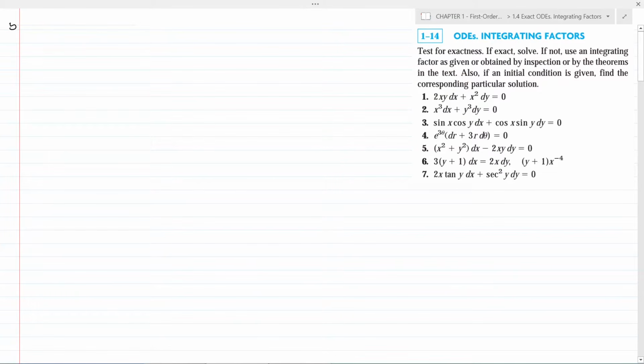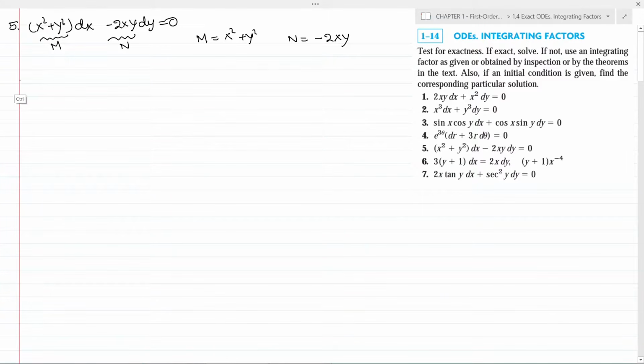Question 5. x square plus y square dx minus 2xy dy equal to 0. Here x square plus y square is M and minus 2xy is N. So we have M equal to x square plus y square and N equal to minus 2xy.